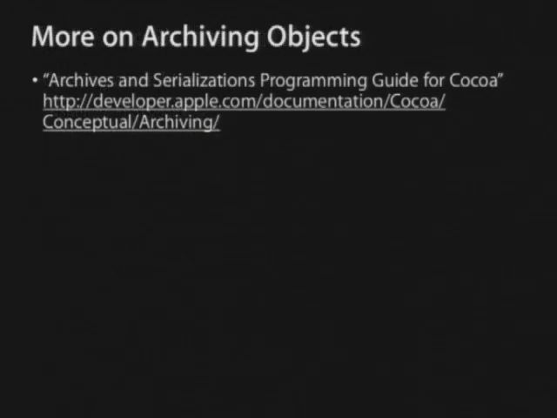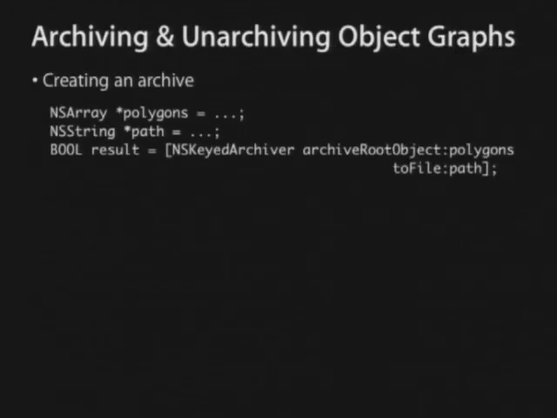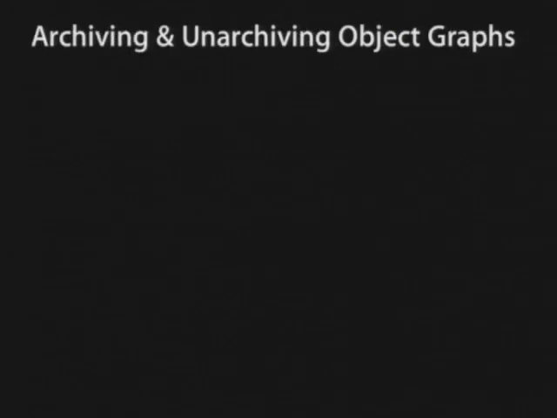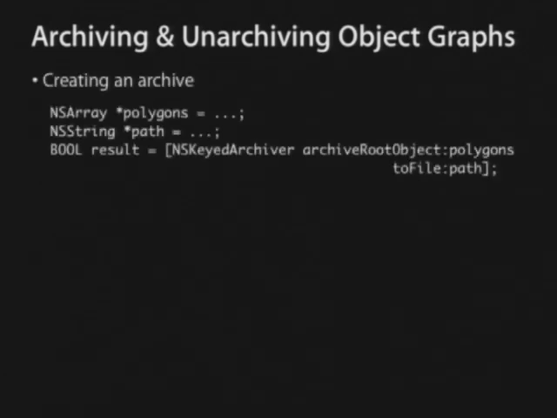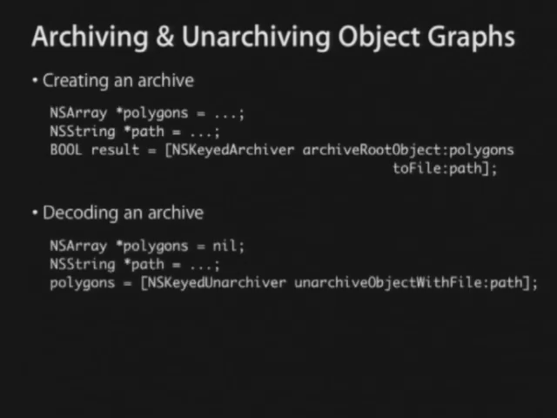On the flip side, if you wanted to decode this thing using object archiving and unarchiving, you would call unarchive object with file, and there's this NSKeyedUnarchiver class that you would invoke this upon. So it's there. If you need to use it, look into it. But you don't need it for anything presence related.